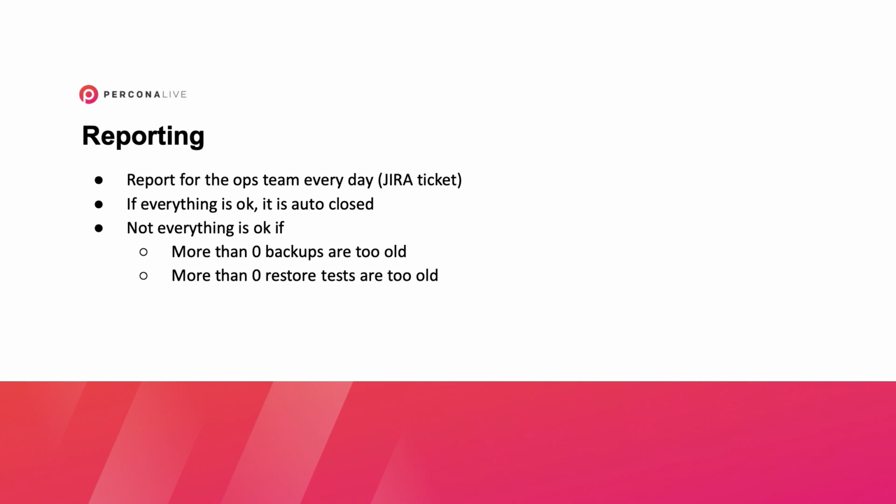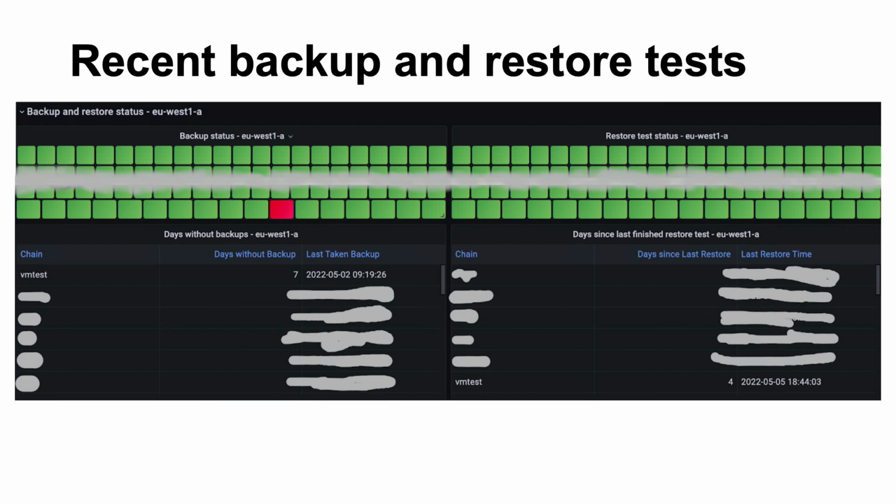Reporting. A report goes to the ops team every day in the form of a Jira ticket, and if everything is fine, it's closed automatically. And we have some dashboards. One of the dashboards shows if we have backups okay and the restore tests okay.